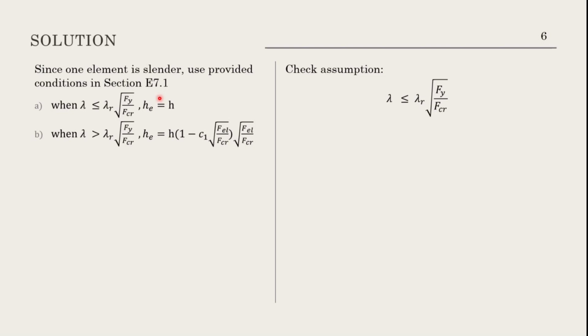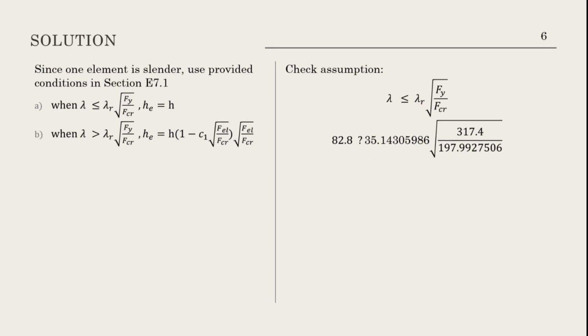So we check the assumption, no? We have to figure out which formula of HE we are going to use. Lambda is the width to thickness ratio given in the problem, that is 82.8. Lambda sub r is the limiting width to thickness ratio value.